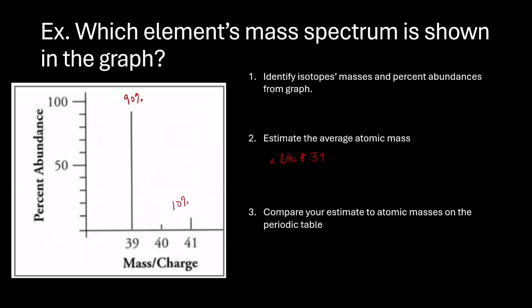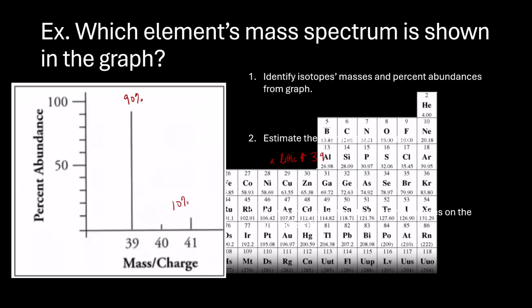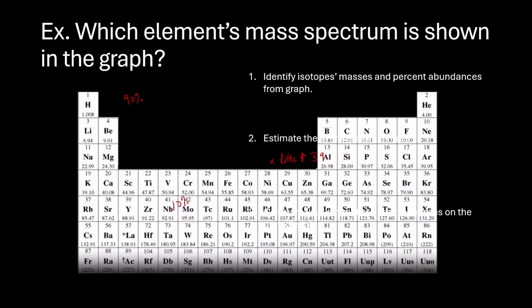So now you're going to look at the periodic table. If you look at the periodic table, you're only going to find one element that has an average atomic mass a little bit over 39. The only element that is a little bit above 39 is potassium. And so the answer to the question, which element's mass spectrum is shown in the graph, is potassium.